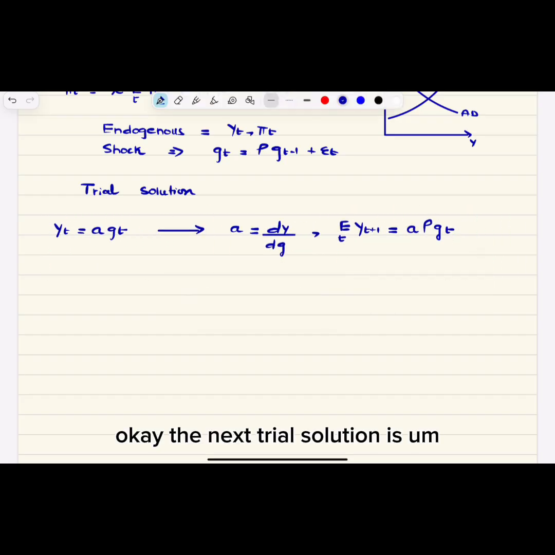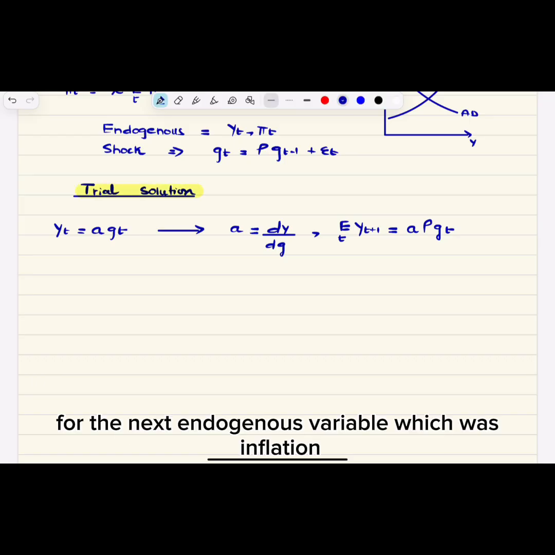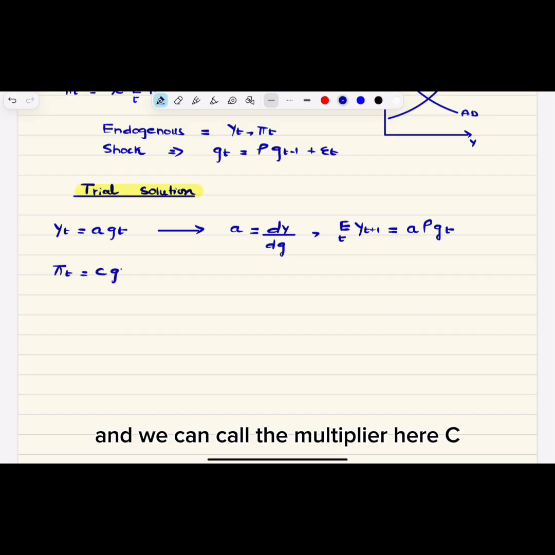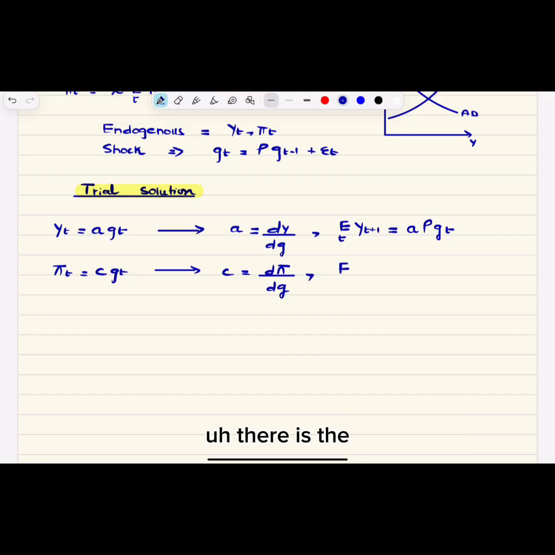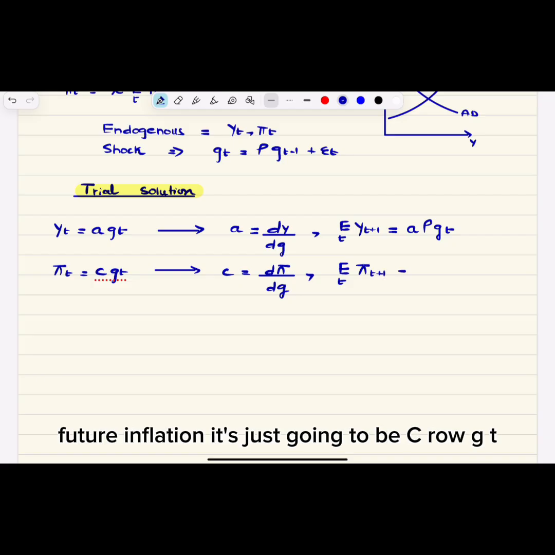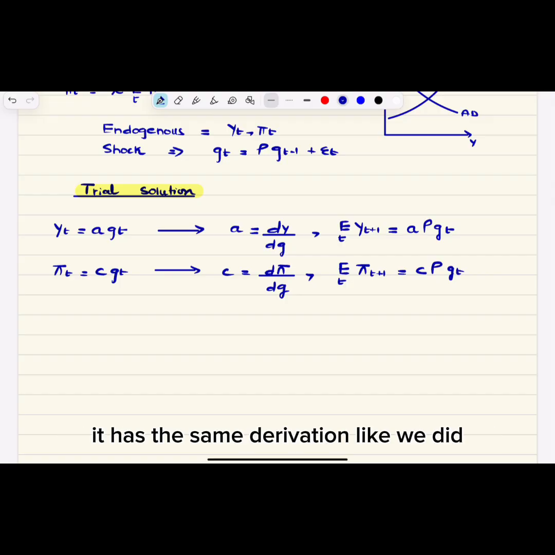Okay, the next trial solution is for the next endogenous variable, which was inflation, and we can call the multiplier here C. The value of C is the change in inflation because of a change in government spending, and the expected value of future inflation is just going to be C rho gt. It has the same derivation as we did for YT plus 1.